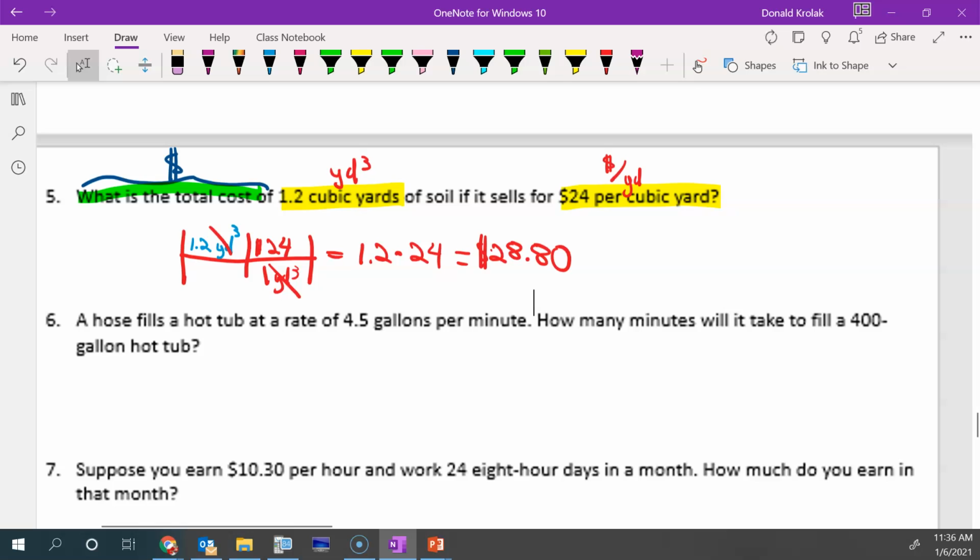Okay, we'll do this one and then we'll call it a day. All right, a hose fills a hot tub at 4.5 gallons per minute. How many minutes? So I want my answer to just have minutes in it. Okay. I'm given 4.5 gallons per minute. So this is going to be gallons over minutes.